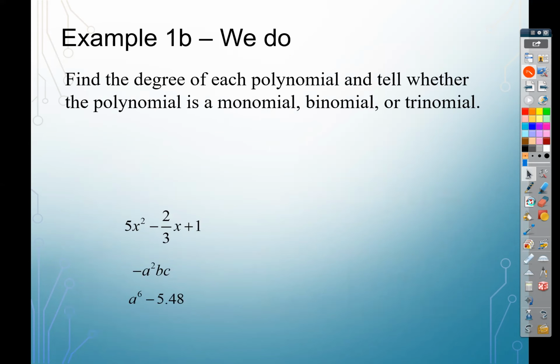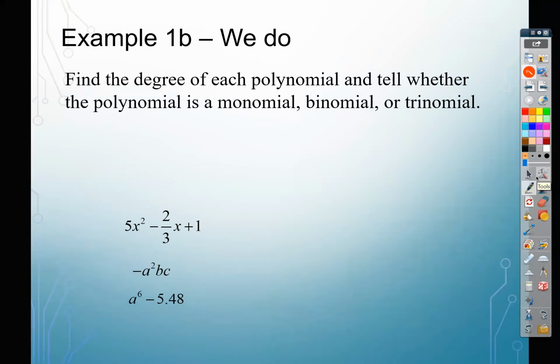All right, 1b says find the degree of each polynomial and tell whether the polynomial is a monomial, binomial, or trinomial. So basically, how many terms does it have and what is its degree? Well, the first one has 1, 2, 3 terms, so we would say it's a trinomial, and the highest degree it has is a square, so 2 is its highest degree.